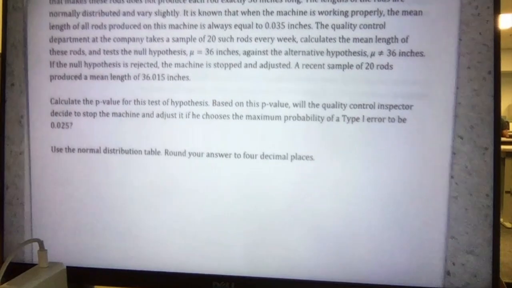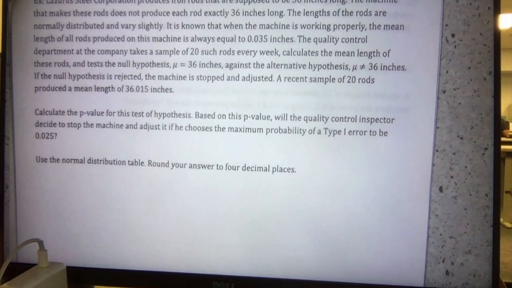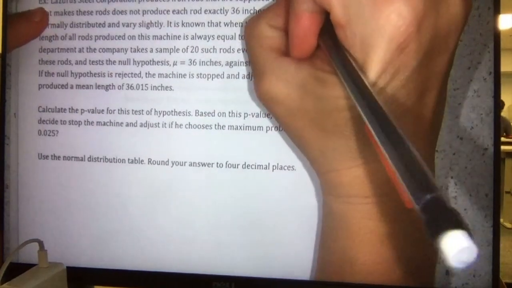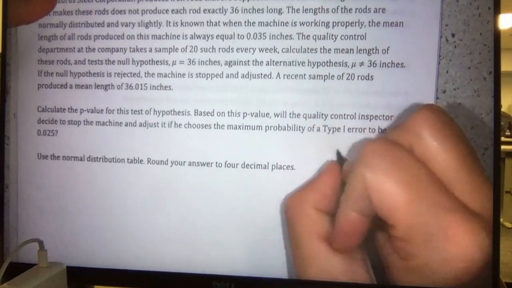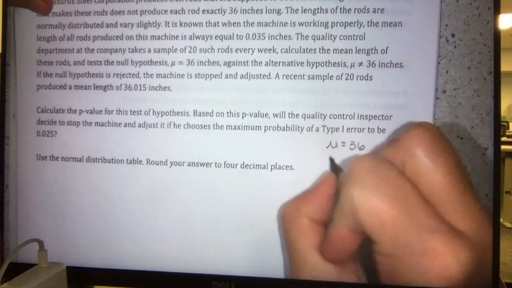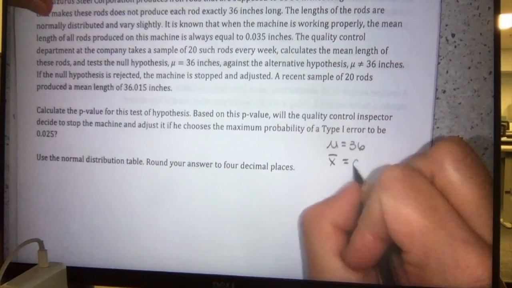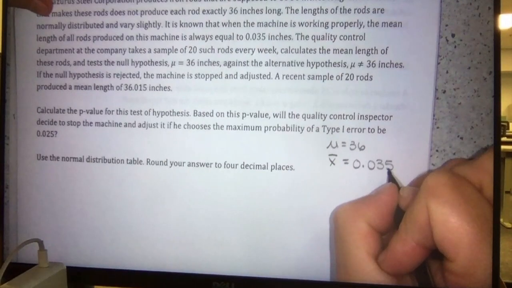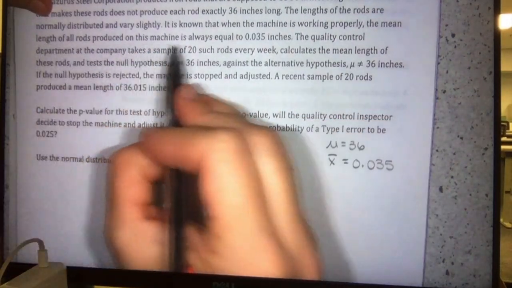Perfect. All right, so let's do another example. I know, stick with me a little bit. We have a steel corporation that produces iron rods that are supposed to be 36 inches long. So that's going to be our mu. The machine that makes these rods does not produce each rod exactly to 36 inches long. The lengths of the rods are normally distributed and vary slightly, so we can use our z values. It is known that when the machine is working properly, the mean length of all rods produced on the machine is always equal to 0.035.